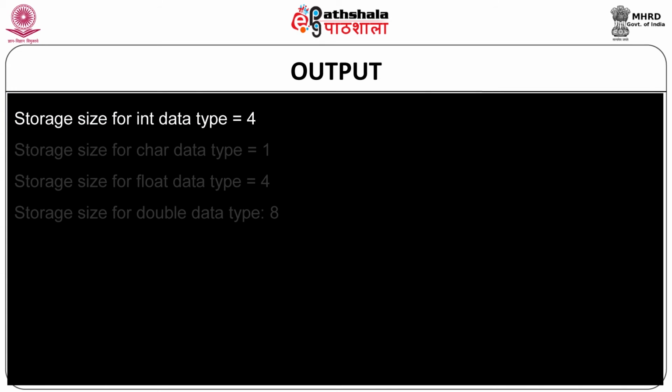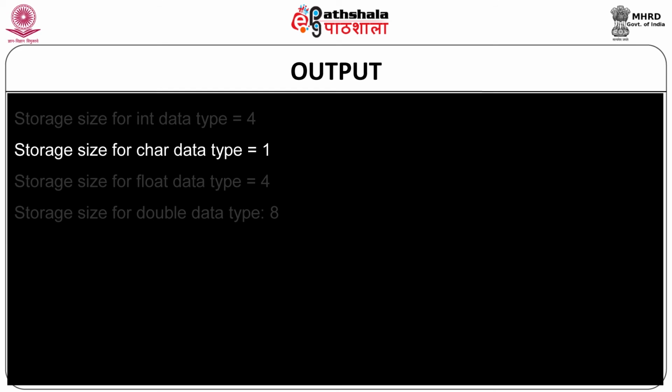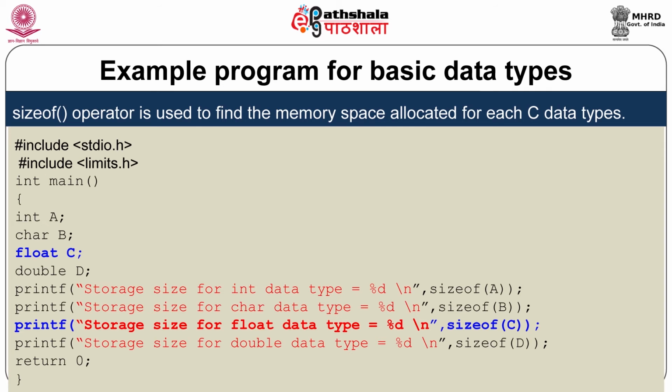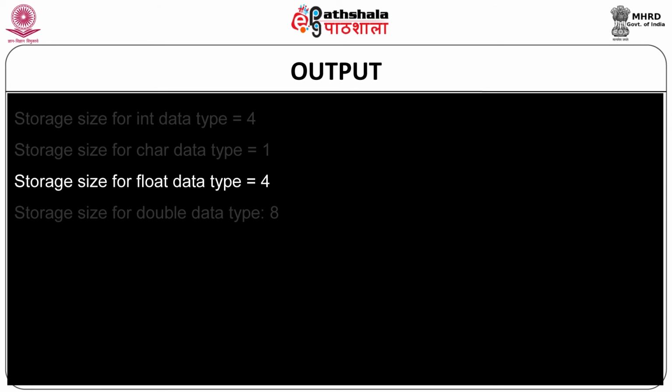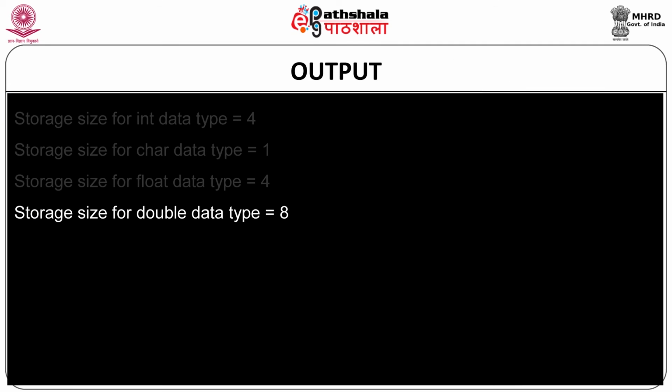You can see the storage size of integer data type is 4. Then the storage size of character data type is 1 byte. The storage size of float data type is 4 bytes. And the storage size of double data type is 8 bytes.